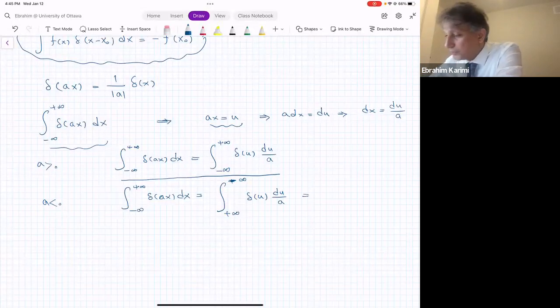Then we have to bring it back to the normal way. I mean, in such a way that the integral starts from minus infinity to plus infinity, so it's a minus sign. Then we will write the integral from minus infinity to plus infinity of delta U du divided by minus A.